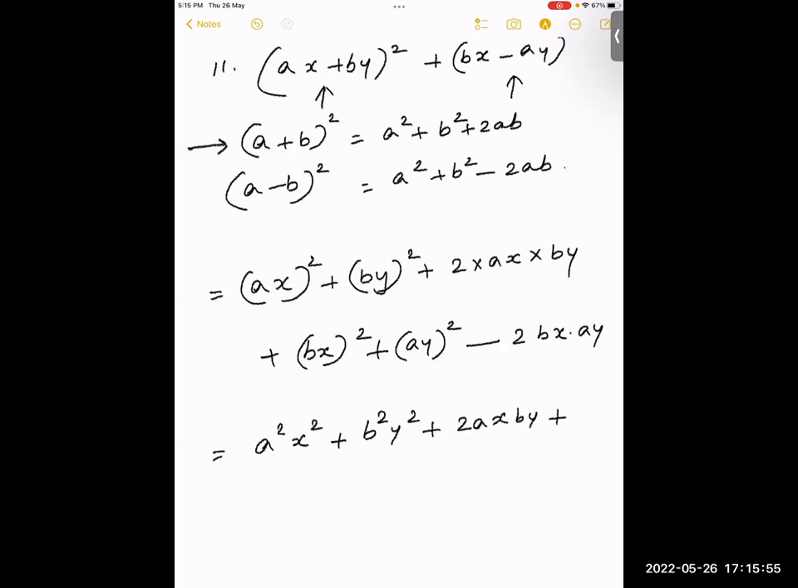Ma'am, another doubt. When you are done with all the steps and you make the groups together, can we cut out 2axby and minus 2axby? You can cut that, right? Yes.